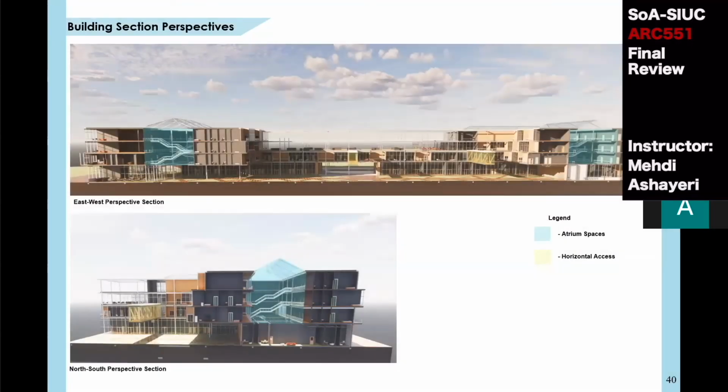These are perspective sections that cut through that connective bridge and also residential spaces as well and into the courtyard. So it allows you to see how that rooftop garden at the top sits and looks down into that courtyard as well as back into the exterior side.